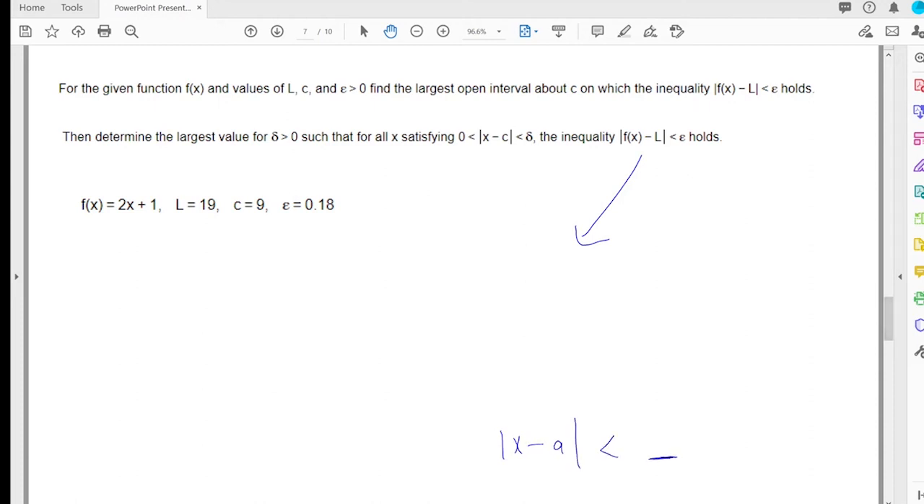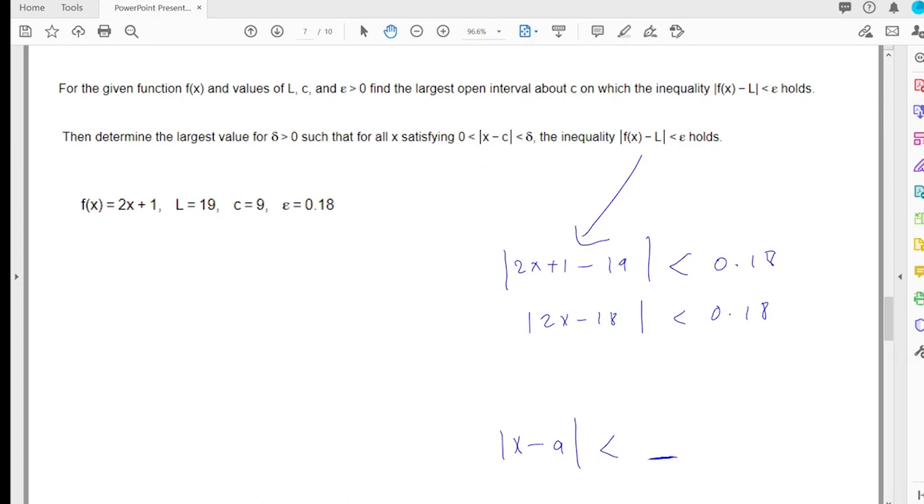That number would be our delta. Okay, but we start with this thing. So plug the value of f of x, which is 2x plus 1, put the value of L, which is 19, less than epsilon, which is 0.18, and now try to simplify this. This is |2x minus 18| is less than 0.18.